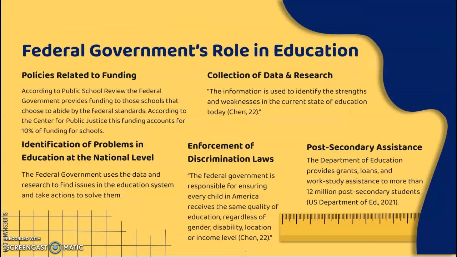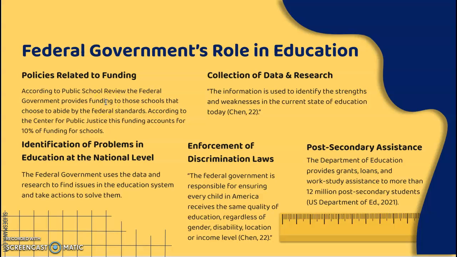The federal government's role in education really boils down to 4 specific things: funding, collection of data and research, identification of problems in education at the national level, and then enforcement of discrimination laws. So really the funding is given to schools that do what the federal government wants.